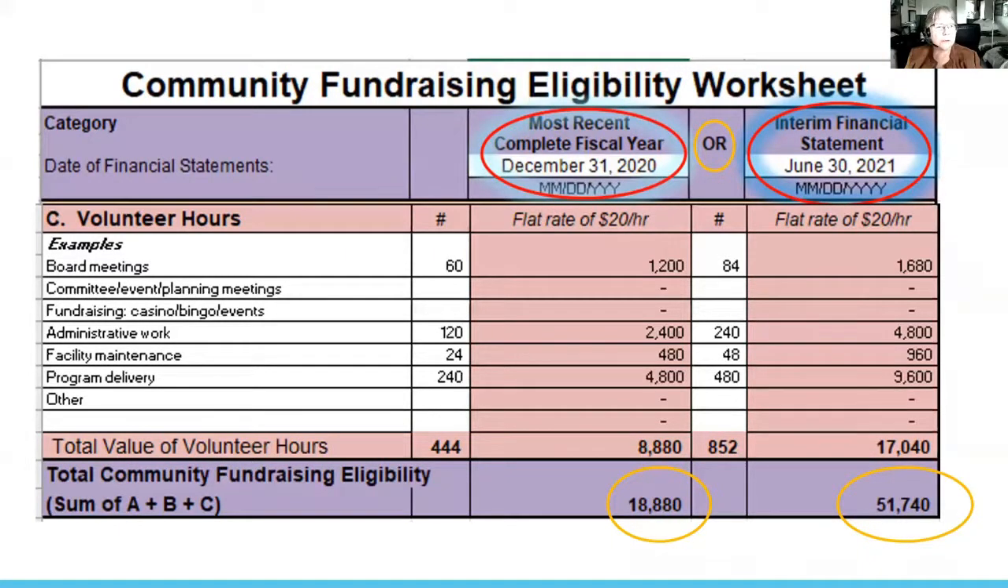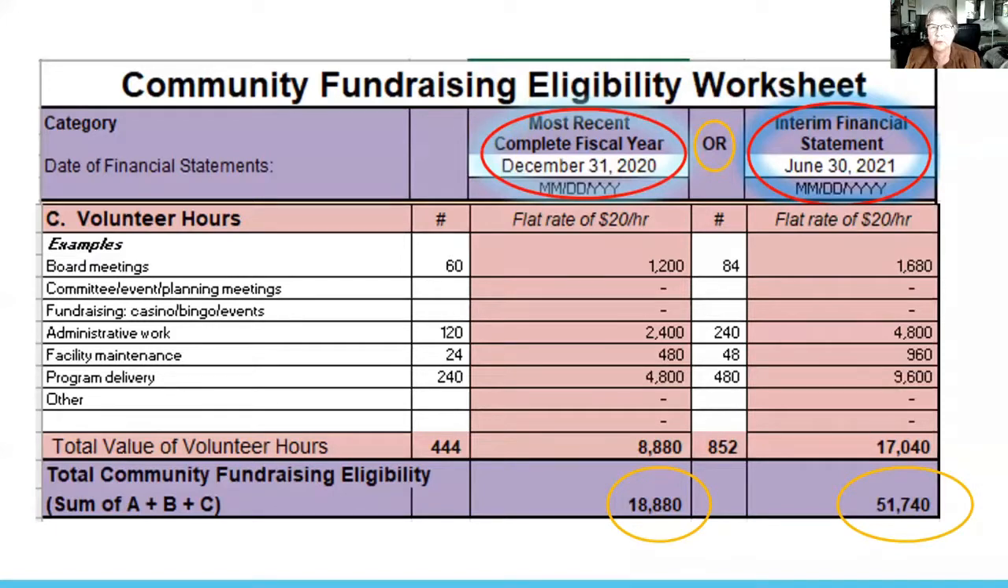Now for eligible volunteer hours. For CIP operating only, all actual volunteer hours for the entire organization for the most recent full fiscal year or current financial period at a flat rate of $20 per hour can be used toward matching. Volunteer hours include board or committee meetings, administrative, event, and program-related services can all be considered. If volunteer hours are not formally recorded, you may estimate the total volunteer hours.